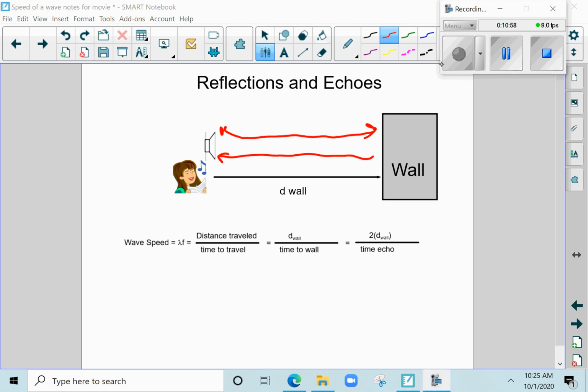This means that the wave travels not the distance to the wall, but double the distance. So the speed of the wave would be double the distance of the wall divided by the time I hear for the echo. The time I hear for the echo would be the time it takes for the sound to go all the way back and forward.